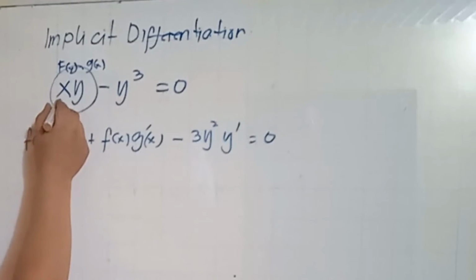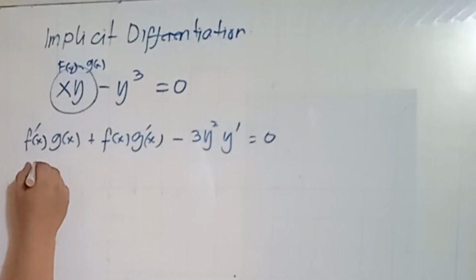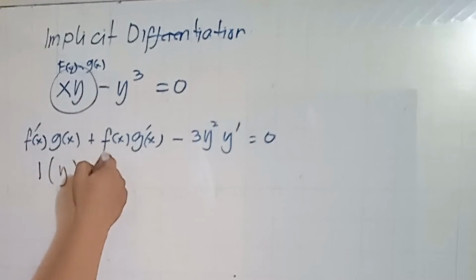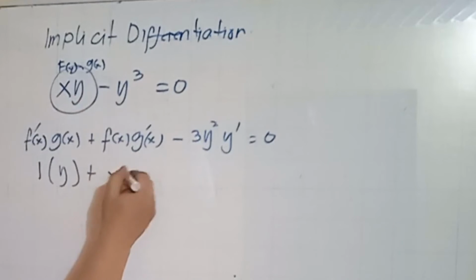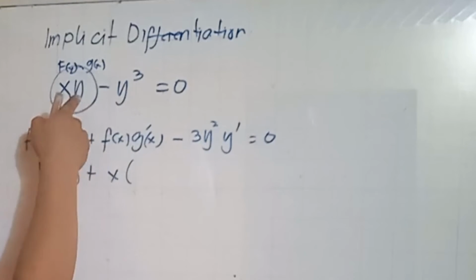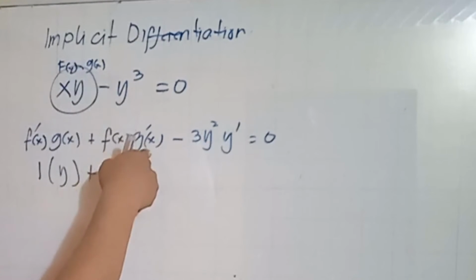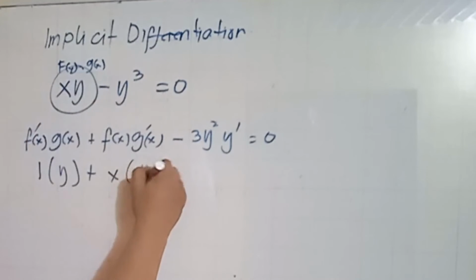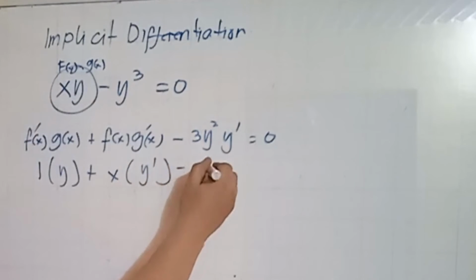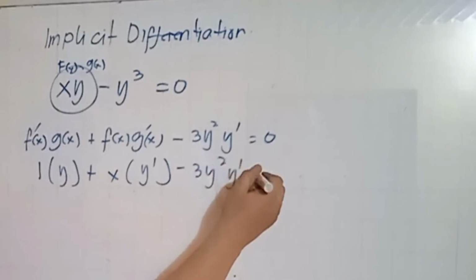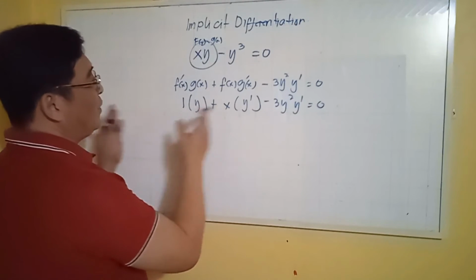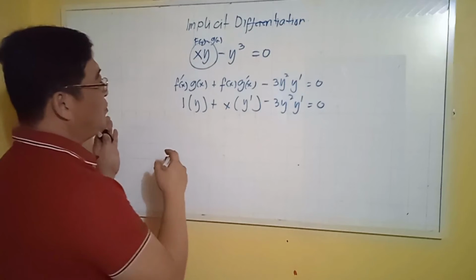So, f prime of x, that is 1, g of x is equals to y, plus f of x is equals to x, times g prime of x is equals to derivative of y, that is y prime, minus 3y square y prime is equals to 0. Then yung prime, ilipat natin sa kabila, which means the derivative.